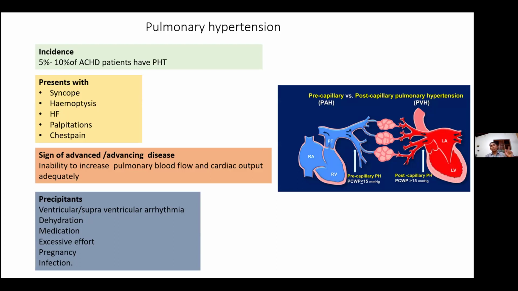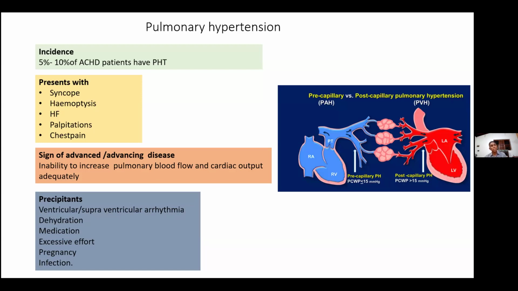So this is what, if you can remember in the previous lecture, assessment of ASD and VSDs, whether these are operable or inoperable, we said we will put them on a treadmill to see how they are faring with the exercise. If they are not doing well, probably that will tell you they have elevated PA pressures.